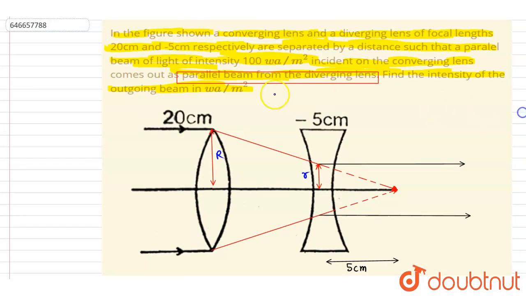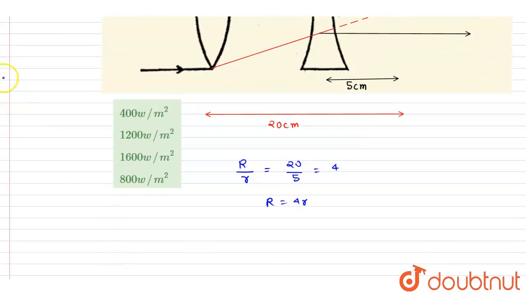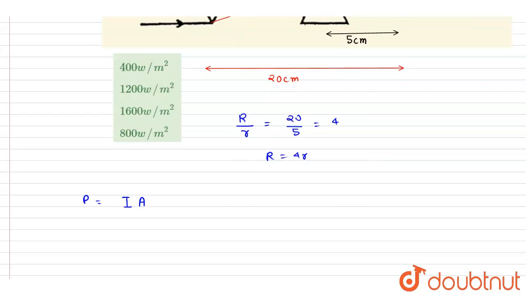Now if you see here, the intensity was 100 watt per meter square. So what was the power with which it strikes? So power was the intensity times area. So this was the power that strikes this diverging lens. And if I write down the intensity through the diverging lens, power will remain the same, and we will divide by the area of the diverging lens. So if you see here, the intensity is given in the question, so into the area it will be this.